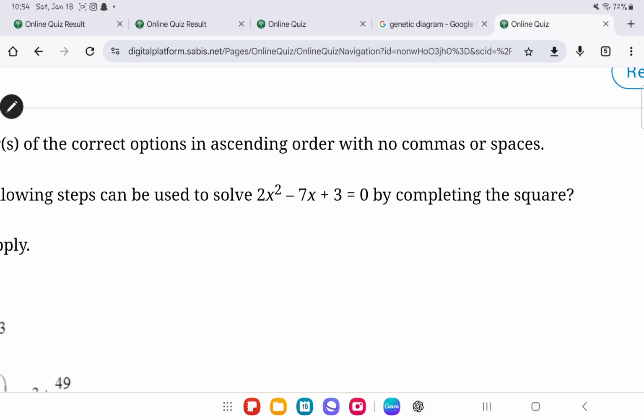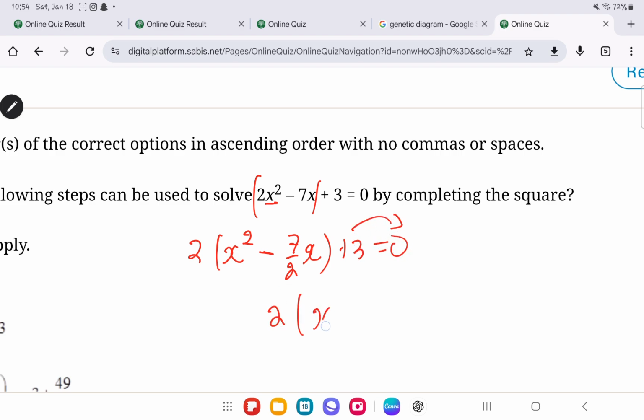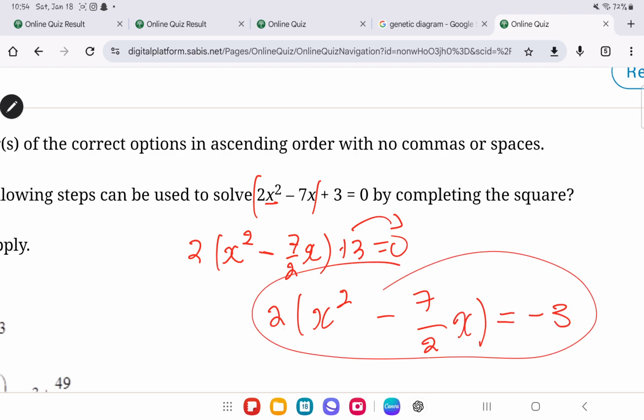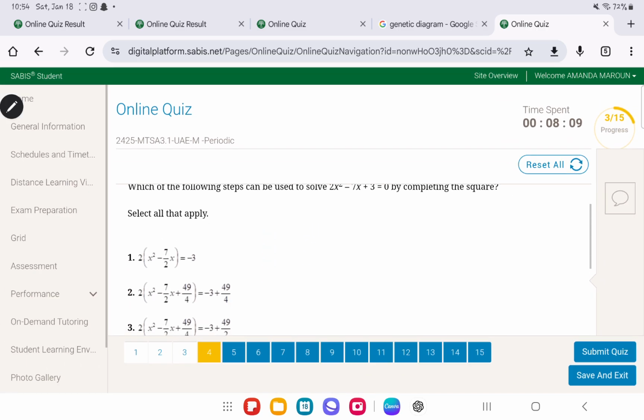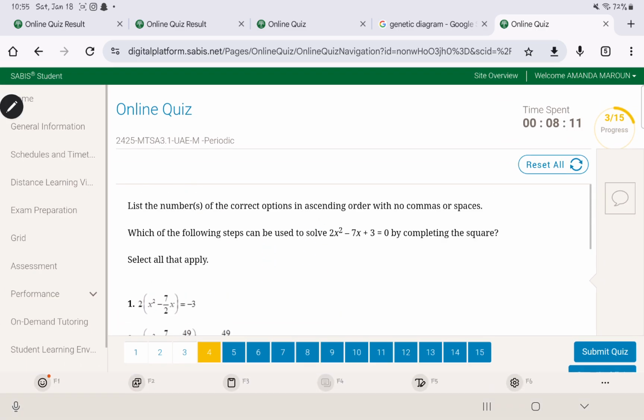We are given 2x squared minus 7x plus 3. We're going to take this by itself, and we need to make the number next to x squared 1, so we're going to take 2 as common. So 2 times x squared minus 7 over 2 x, we close it, plus 3 is equal to 0. Move it to the other side. So 2 times x squared minus 7 over 2x is equal to minus 3. This over here is the first step. Let us try and locate it. It is step number 1.